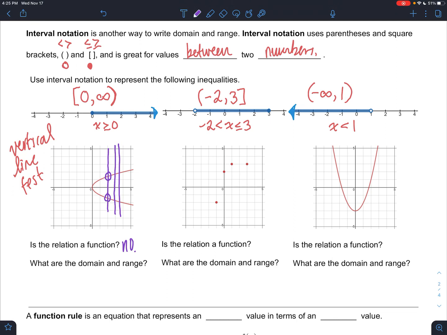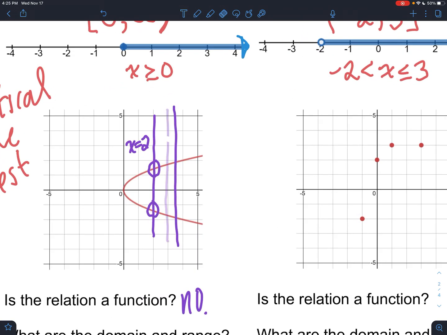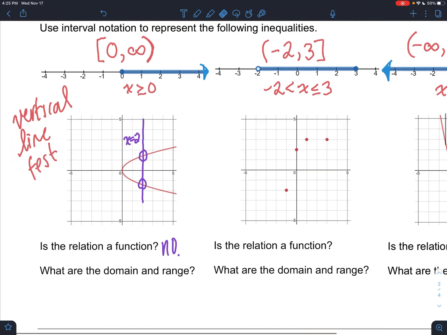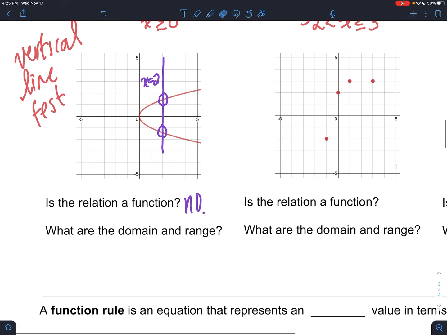Because that breaks the idea, right? This is x equals 2 we're dealing with down here. Let's erase these ones. This is saying that if you plug in 2, it goes to 2 different values. It's unclear. So no, it's not a function. But it still has a domain and range.